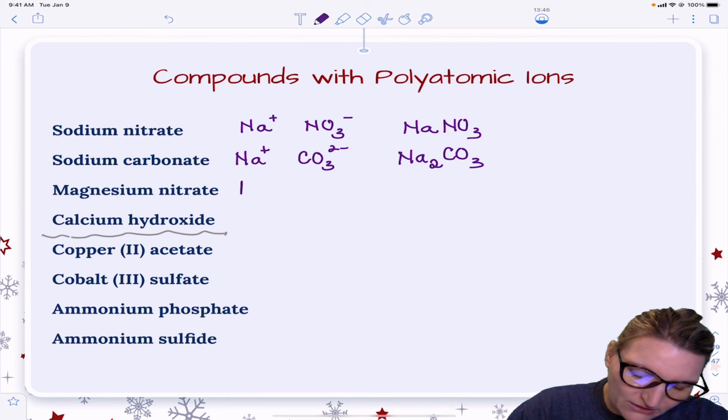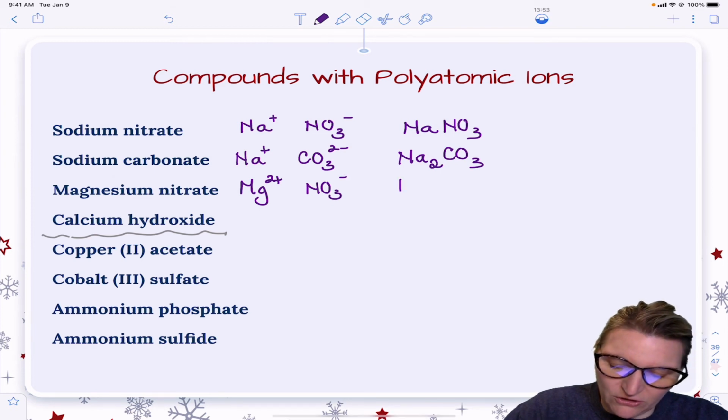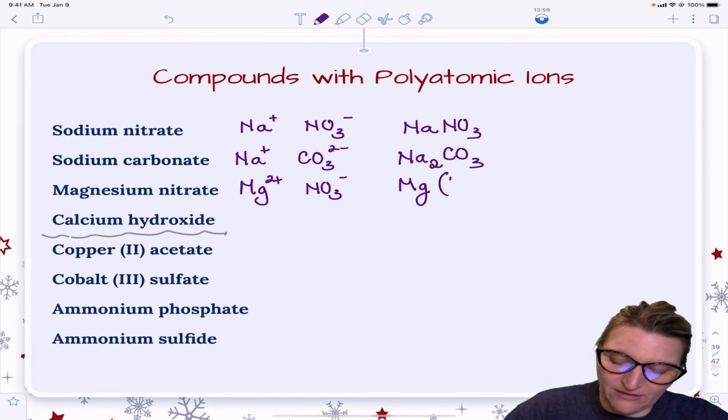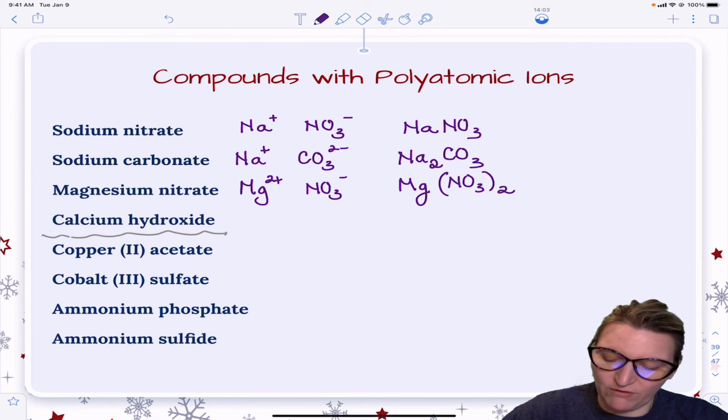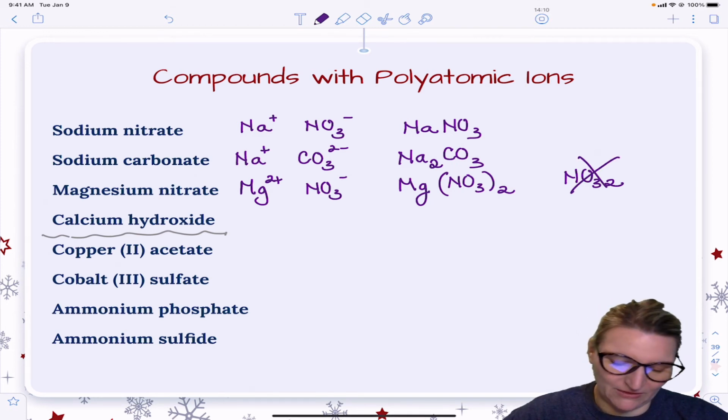Magnesium nitrate, Mg 2 plus, NO3 1 minus. Crisscross the charges. Mg, now I'm going to need to put a 2 on the nitrate, so parentheses, NO3, 2. Think, if you didn't put those parentheses there, it would be NO32. It would look like 32. That's not what that means at all.